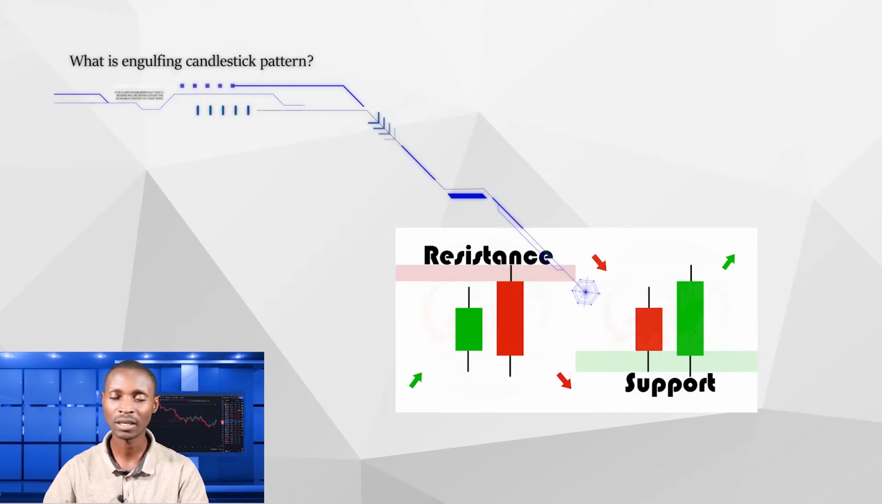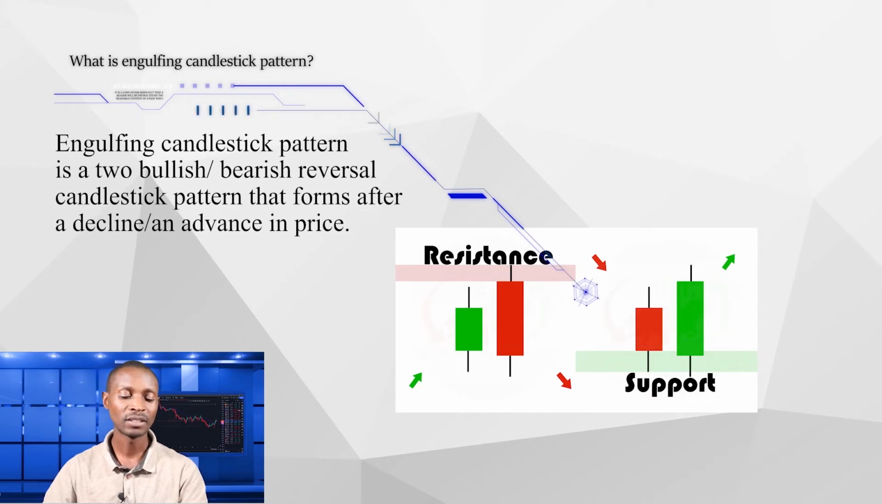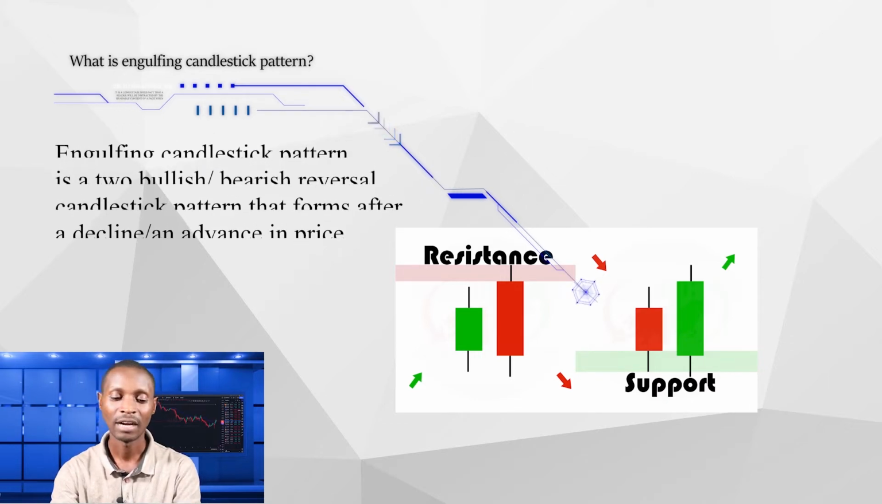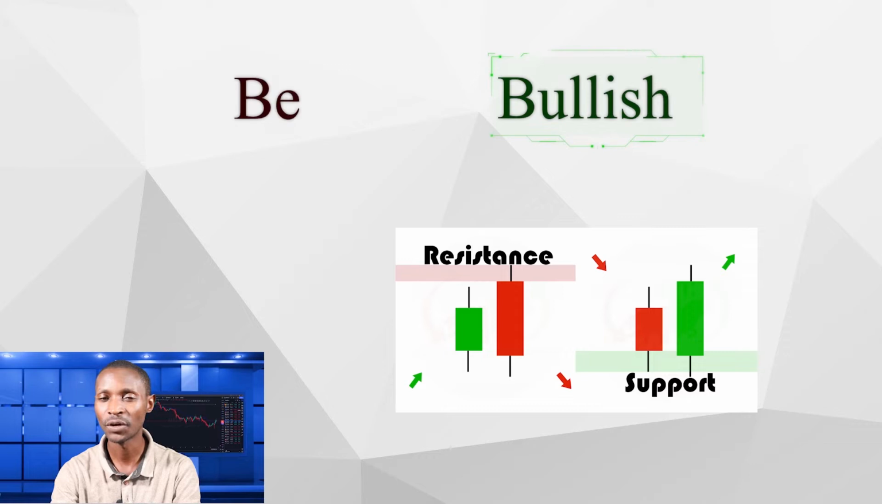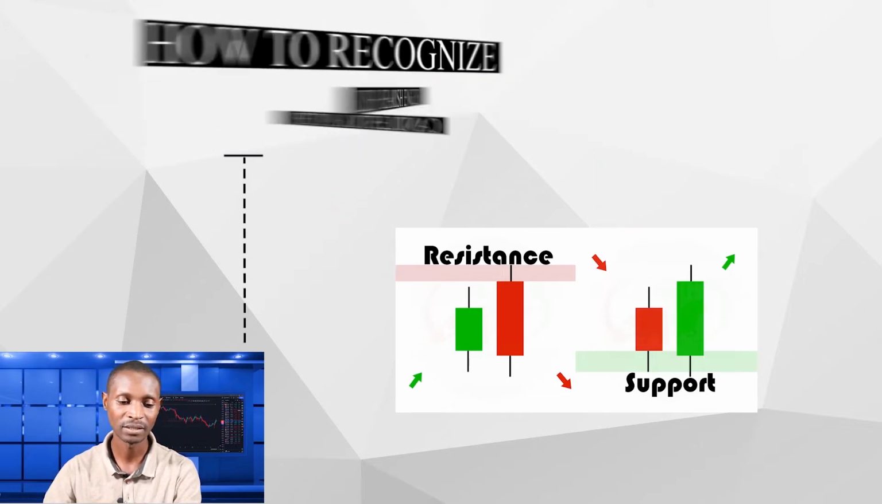The engulfing candlestick pattern is a bullish or bearish reversal candlestick pattern, which is formed by two candles after a decline or an advance of a price. When this pattern occurs after an advance of a market, it is known as the bearish engulfing candlestick pattern, and when it happens after a decline in price, it is called a bullish engulfing candlestick pattern.